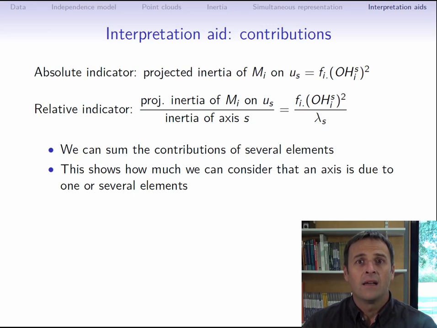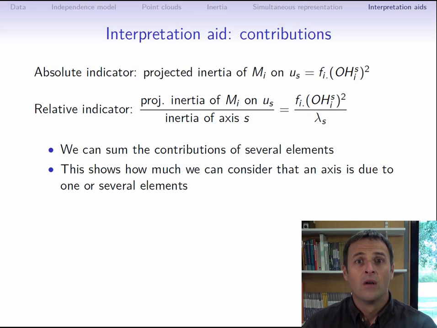What is the point of these contributions? Well, they indicate how much we can say that a given dimension exists because of one or several elements. If, for example, for a given dimension, we see that one element contributes 90% of the inertia, we can simply limit the interpretation of this dimension to this one element.